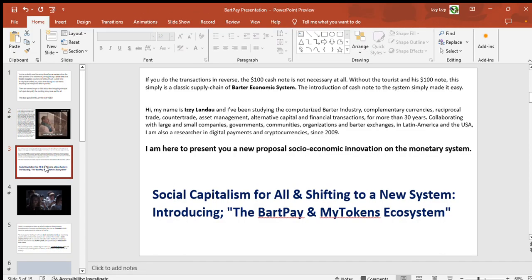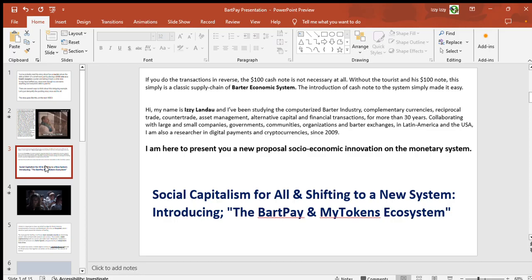Okay, so if you do all those transactions in reverse, the $100 cash note is not necessary at all. Without the tourist and his $100 note, this is simply a classic supply chain of a barter economic system. The introduction of the cash note to the system simply made it easy.